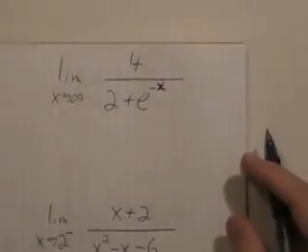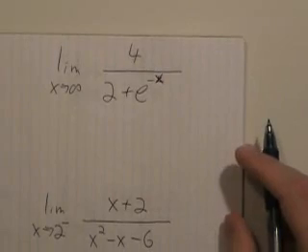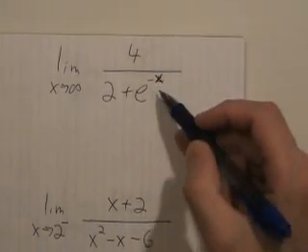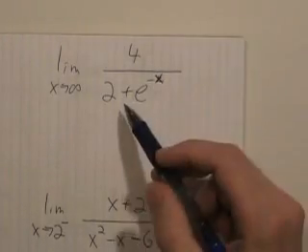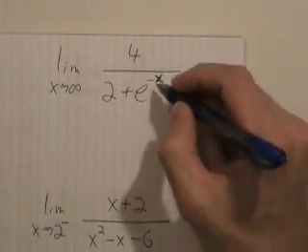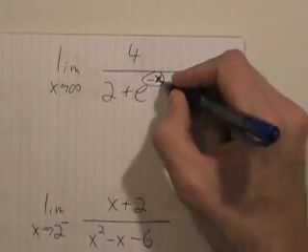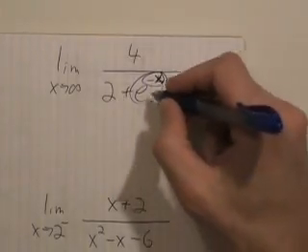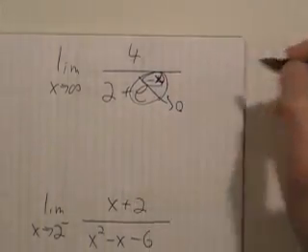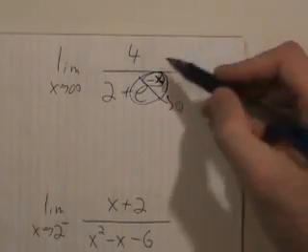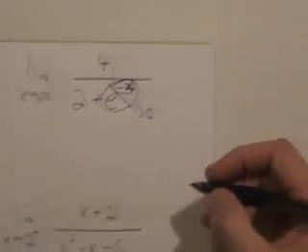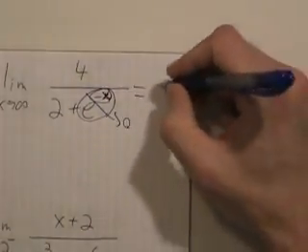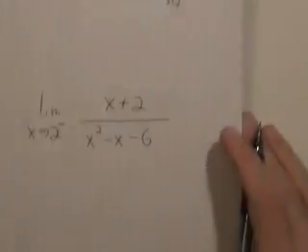Third one, we haven't seen anything exactly like this, but I was hoping that you would get the idea. This is supposed to be an x. As x approaches infinity, this gets really negative, which makes the exponential very, very small. So small, in fact, that it goes to 0. And the only thing that's remaining after that is the 4 divided by 2. So this limit is 4 over 2, or 2.